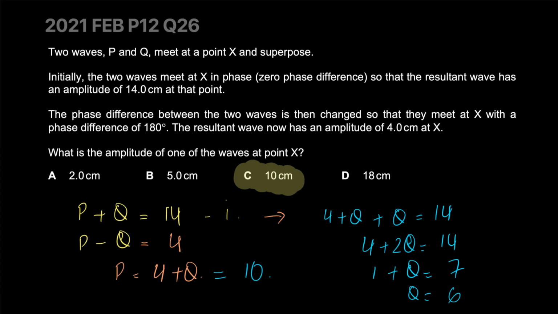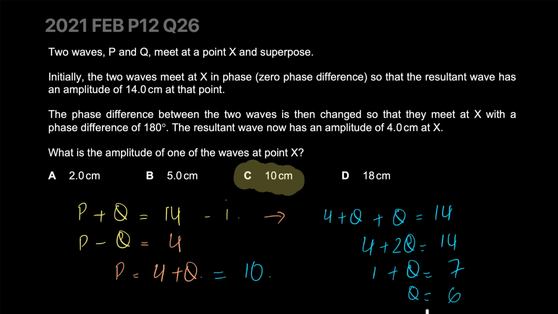So there, did I say wavelength or something? I'm sorry, I misspoke. The amplitude. I was talking about the amplitude. So there are two waves of two different amplitudes, P and Q. And at one point, when they join together constructively, the resultant amplitude is 14. And when they do it destructively, it's 4. And with that, they're asking, can you tell us the amplitude of one of the waves?